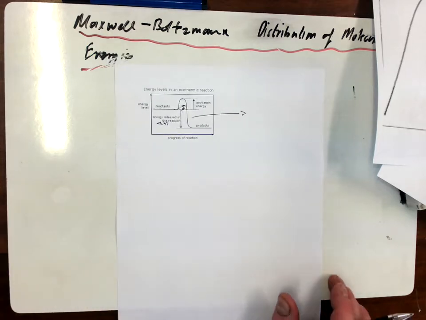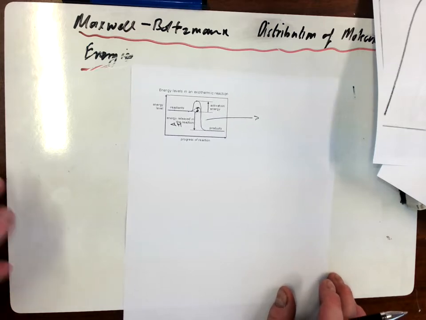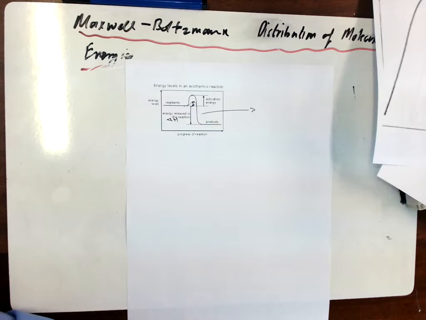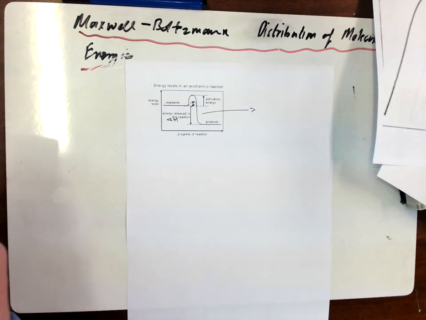So hopefully that clears up a lot of the Maxwell-Boltzmann stuff, guys, and you're able to draw the graphs, and not only draw them but then use them to explain why there's a change in rate of reaction, and also deal with energy level or enthalpy level diagrams or reaction profiles, whatever you want to call them.